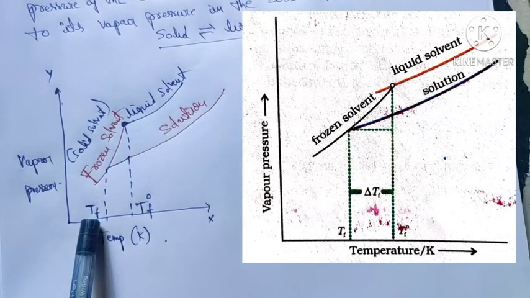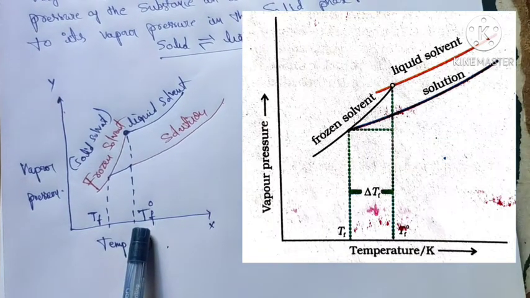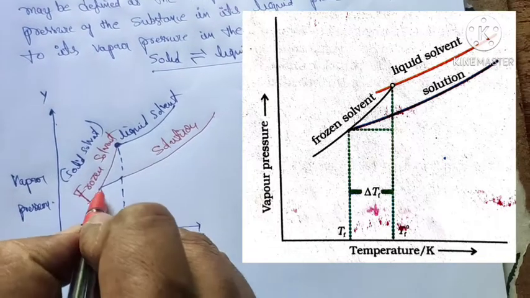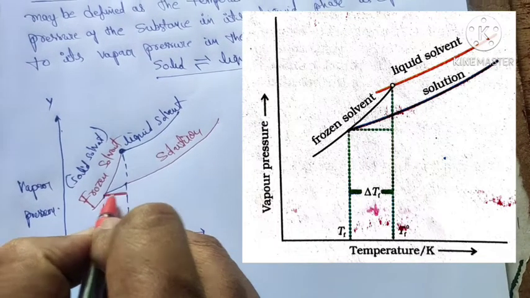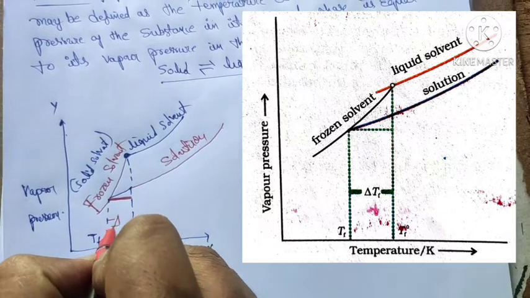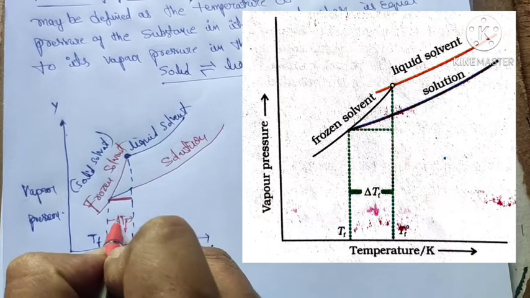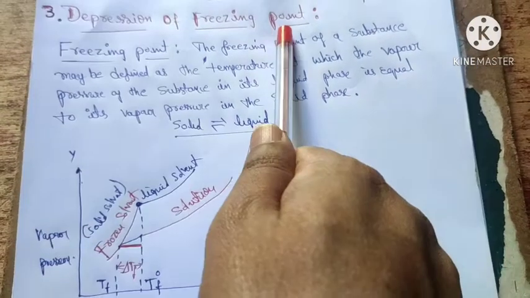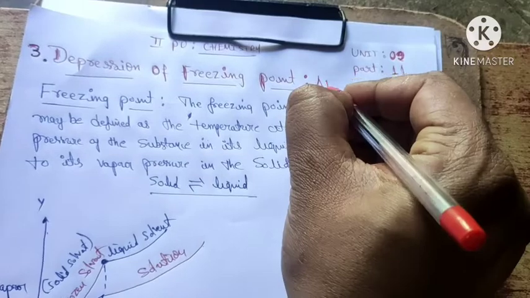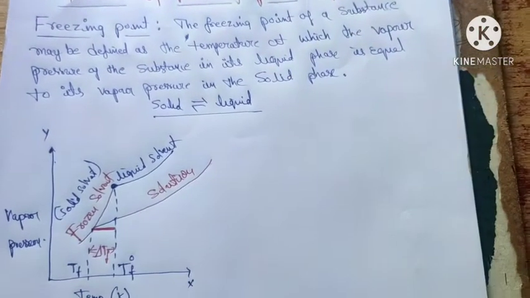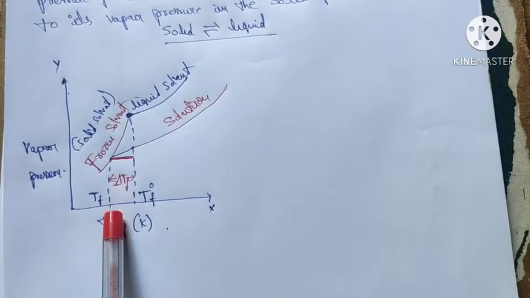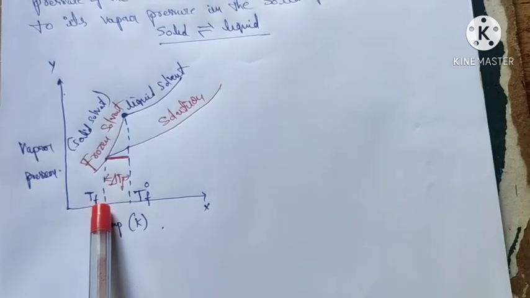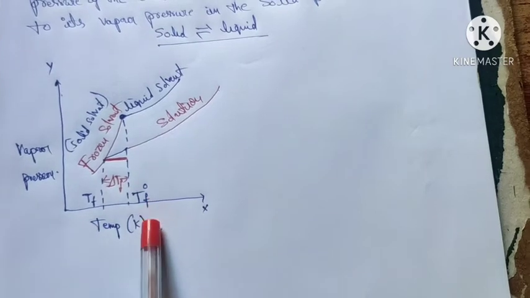TF is the freezing point of solution. T naught F is the freezing point of pure solvent. Then over this distance, we represent delta TF. This is called depression of freezing point, delta TF. Okay students, this indicates that the freezing point of the solution is lower in value than that of the pure solvent.